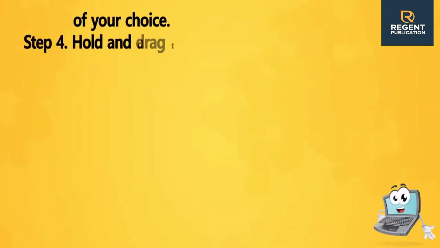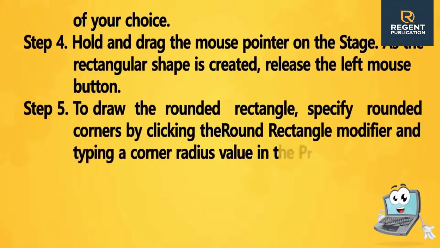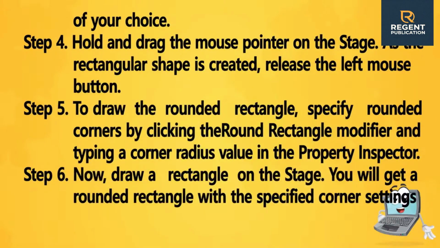Step 4. Hold and drag the mouse pointer on the stage. As the rectangular shape is created, release the left mouse button. Step 5. To draw the rounded rectangle, specify rounded corners by clicking Round Rectangle modifier and typing a corner radius value in the property inspector. Step 6. Now draw a rectangle on the stage. You will get a rounded rectangle with the specified corner settings.